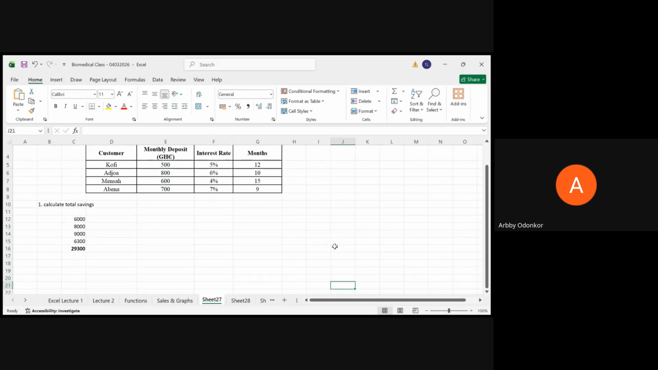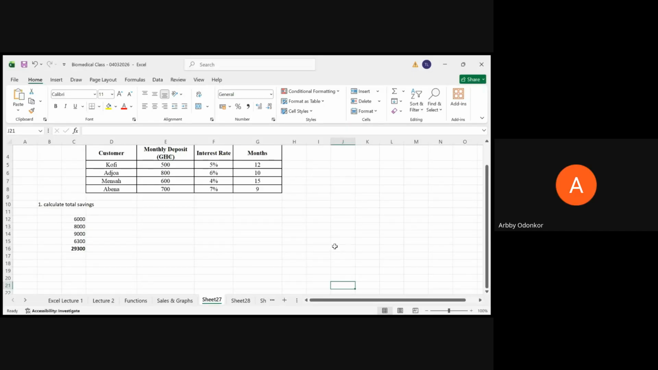Any questions? Please, with what we have done. Yes, did somebody call me? Yes. Madam, please, in examination, are we supposed to use a different row and column for this, or we can do it as you've done it?